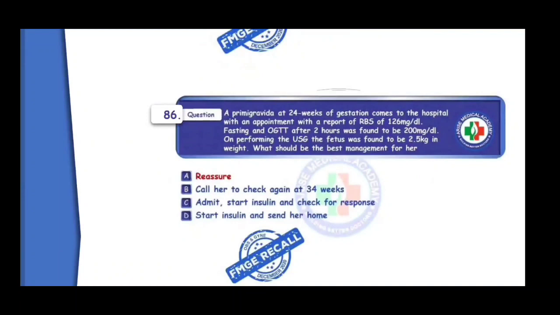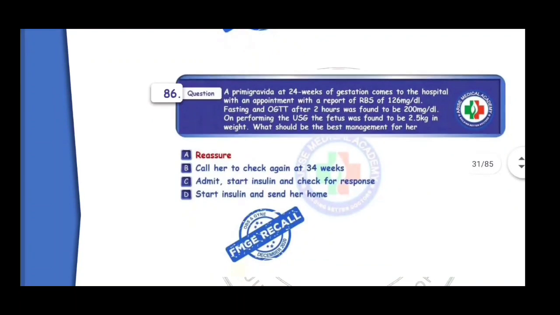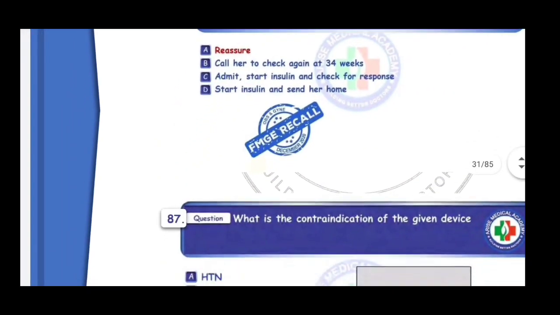A primigravida at 24 weeks of gestation comes to the hospital with an appointment with a report of RBS of 126 mg per deciliter. Fasting and OGTT after 2 hours was found to be 200 mg per dl. And on performing the ultrasonography, the fetus was found to be 2.5 kg in weight. What should be the best management for her? Reassure.